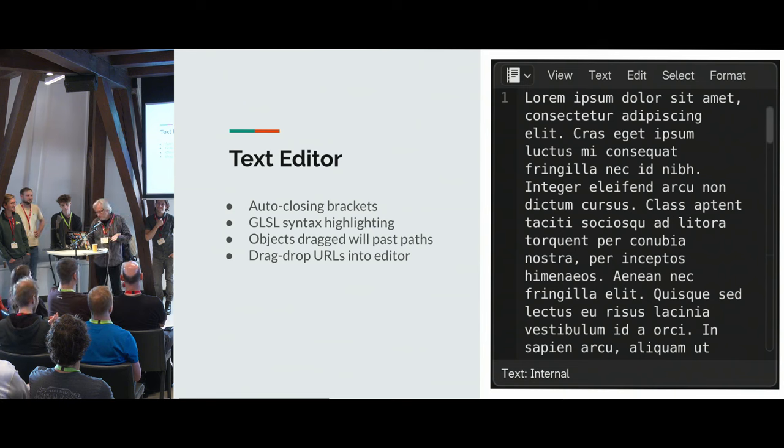Text editor, some changes happened. We now have auto closing brackets as an option. It's in preferences. GLSL syntax highlighting is new this year as well. And dragging text from other applications directly into the text editor will move the text or links. You can drag from Outliner to the text editor and it'll put the path there and the name of the object.